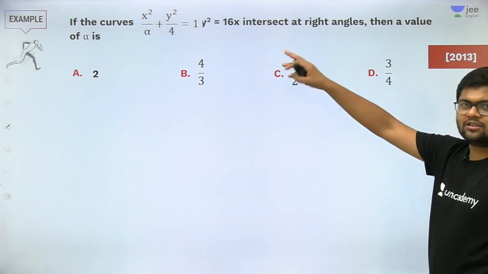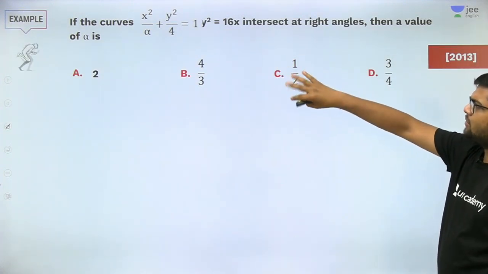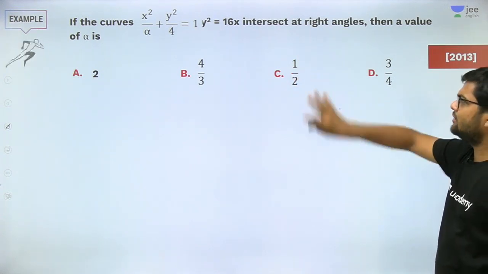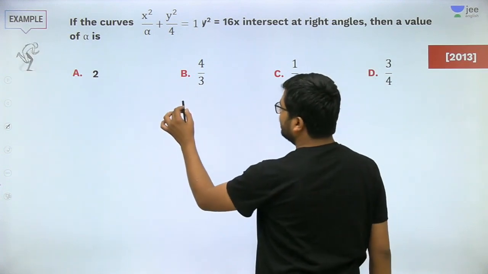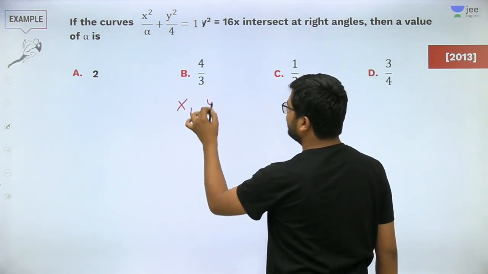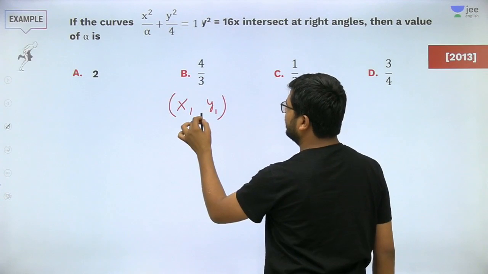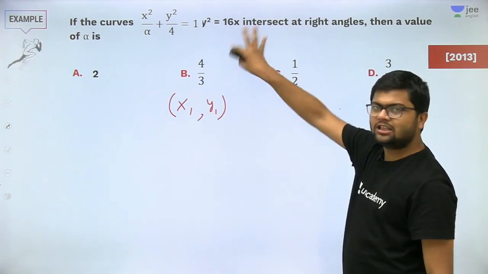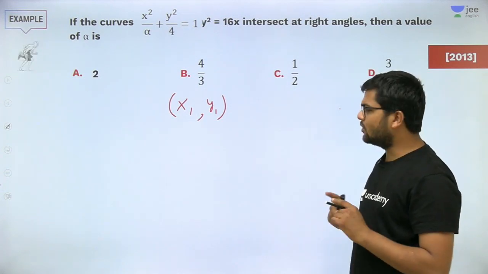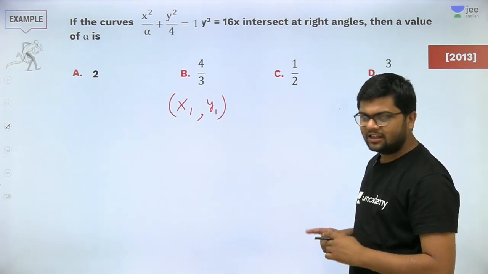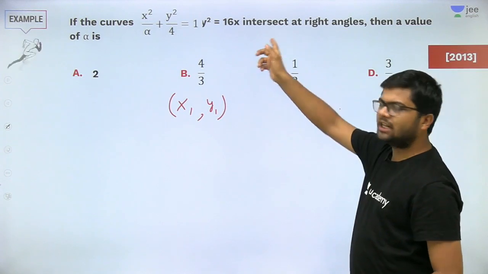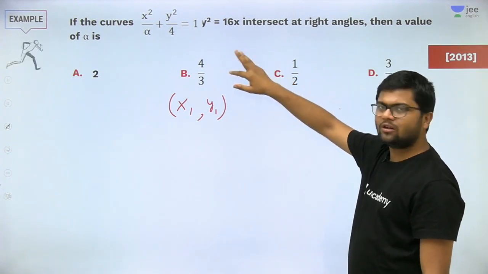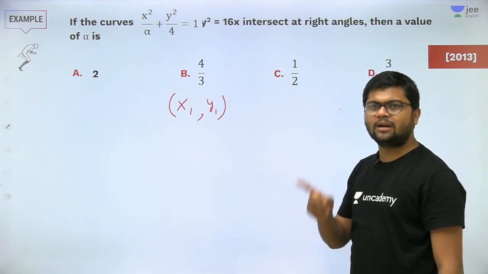If the curves x square upon alpha plus y square upon 4 equal to 1, and y square equal to 16x, these two curves intersect. Let us suppose they intersect at the point x1 comma y1. Now according to theory, as I have said earlier, at the point of intersection the tangents will be perpendicular. So if tangents are perpendicular, the product of slopes will be -1.